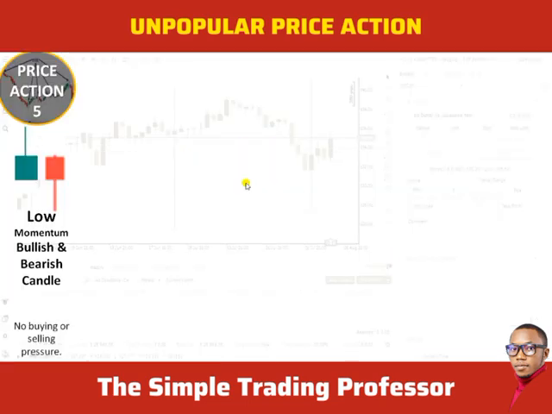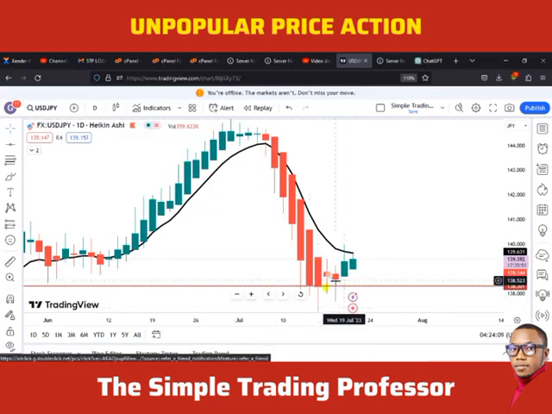So a low momentum bullish or bearish candle, what does it signify? That there is no buying or selling pressure. So here it probably could be a pullback. We have exited the trade here and we are still waiting for a confirmation to enter. This was supposed to be our confirmation, but we are experiencing a weak bullish candle. So could this be just a pullback, and price will continue on the downward?